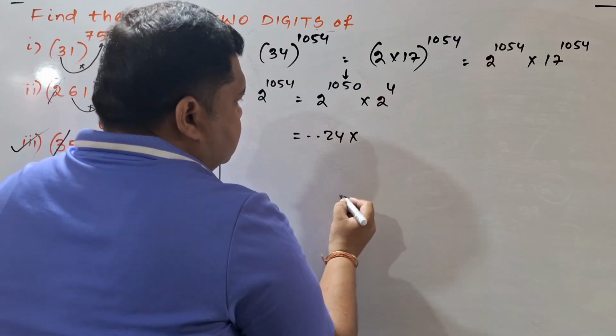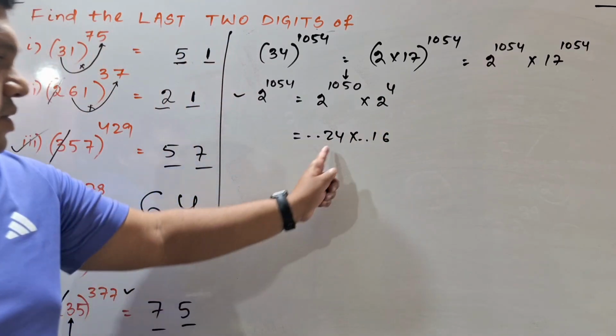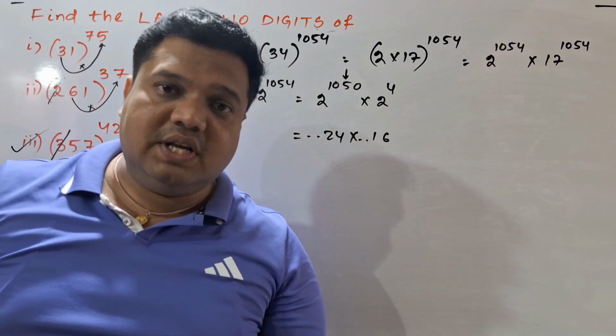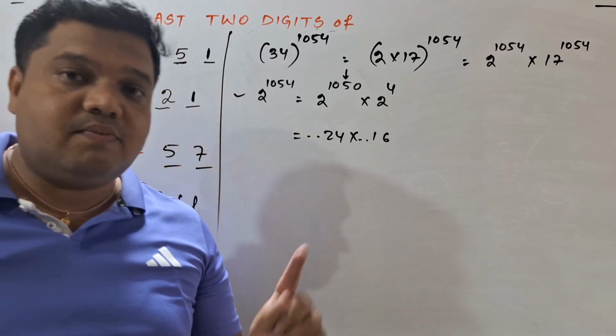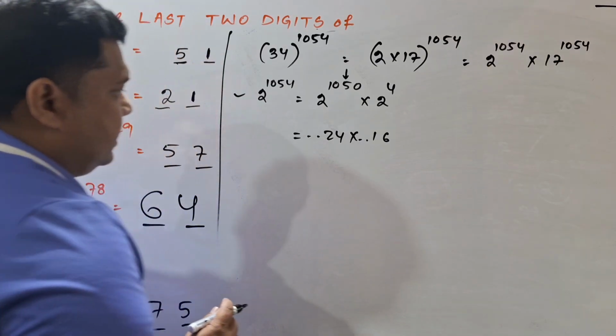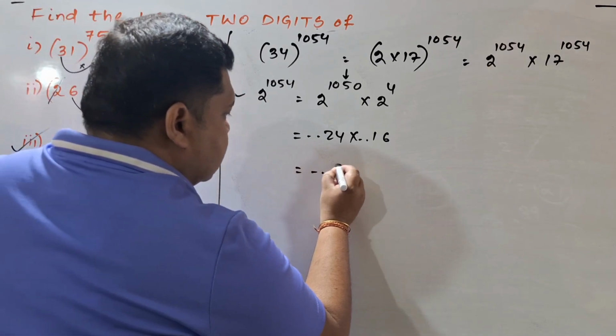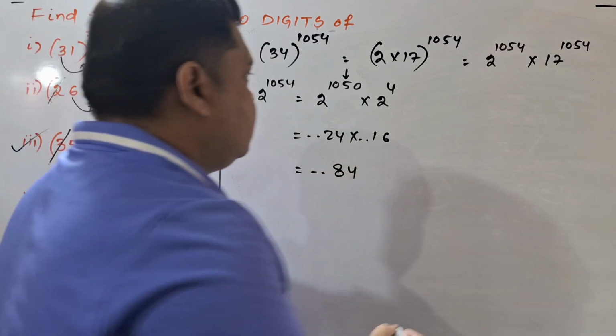And 2 to the power 4 is 16. So if you multiply, how much do you get? 24 into 10, 240. 24 into 6, 144. 240 plus 144 is equal to 384. So 84. Last two digits 84. In this way you can write the last two digits.